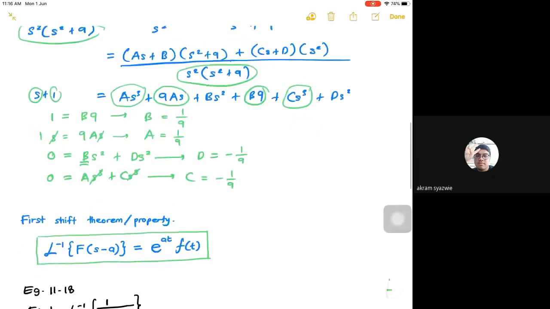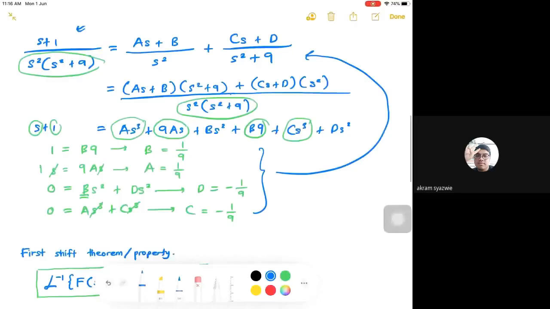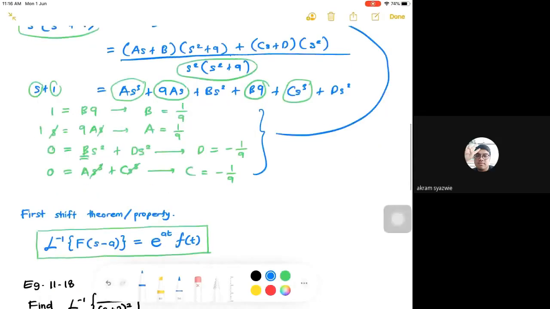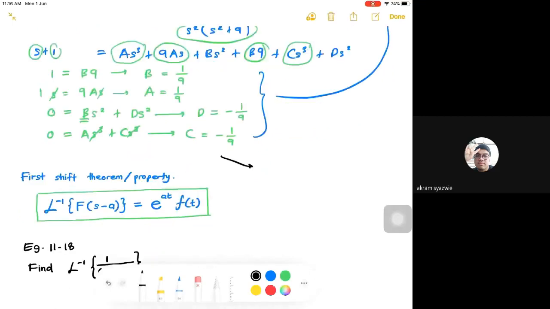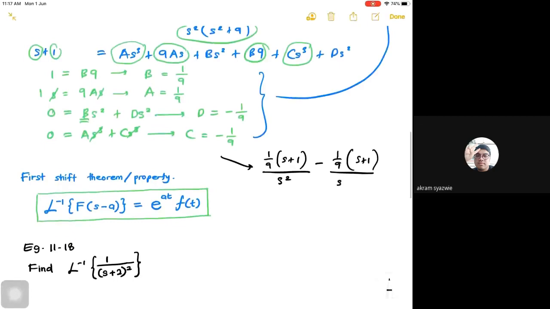So we put everything inside this equation. I don't think I have enough space right here, so I just write down the answer. I squeeze it right here. So 1/9 s plus 1, minus 1/9 s plus 1, sorry, we have s square plus 9 at the bottom. So this is from this one, after I put the value of a, b, c, d.